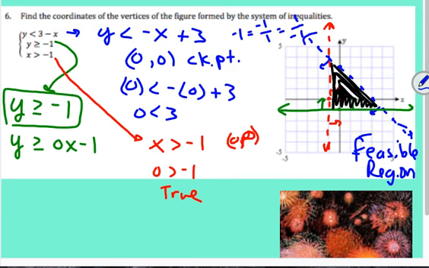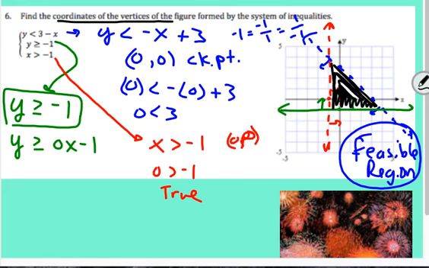You'll be seeing more of this tomorrow, talking about feasible regions, or whenever you get to Unit 3, Section 4. Now, I forgot to read the directions here, but the directions say, find the coordinates of the vertices of the figure. Well, this is a triangle.